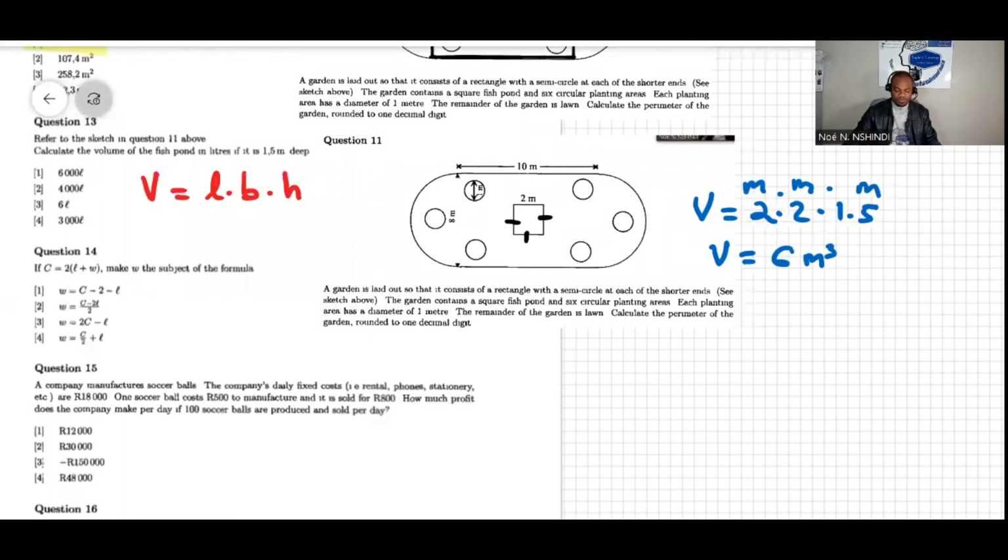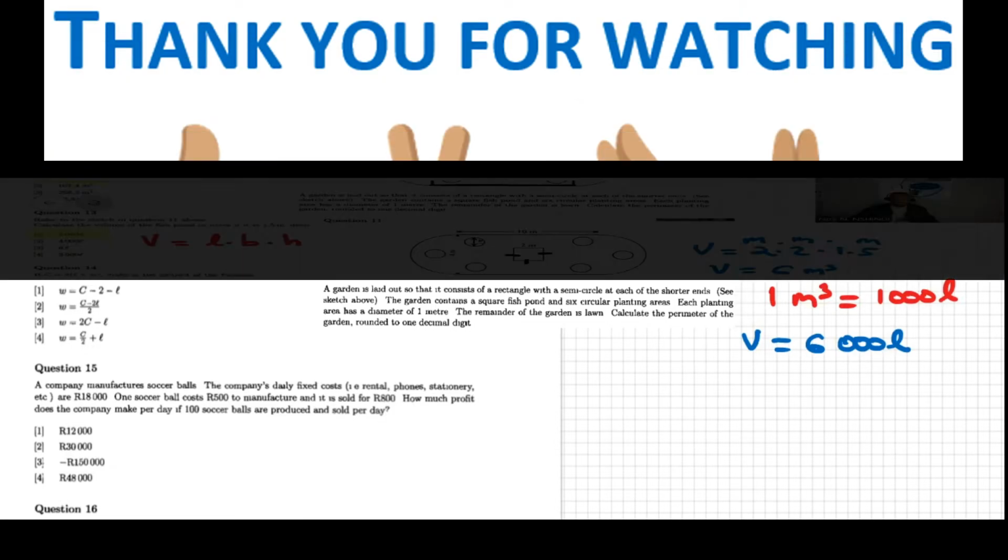So we do know the conversion is 1 meter cubed equal to 1,000 liters. So the volume here will be 6,000 liters. So the correct alternative here is alternative 1. Careful, you don't take alternative 3 because this is 6 liters. 1 meter cubed is not 1 liter. 1 meter cubed is equivalent to 1,000 liters. Now, that was question 13.